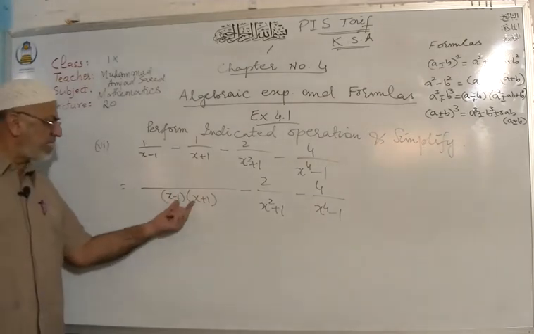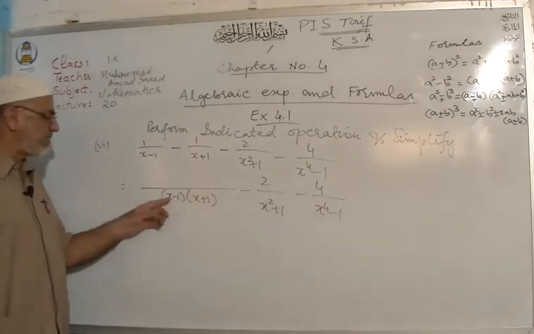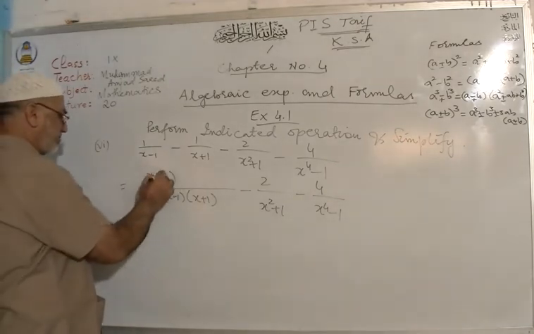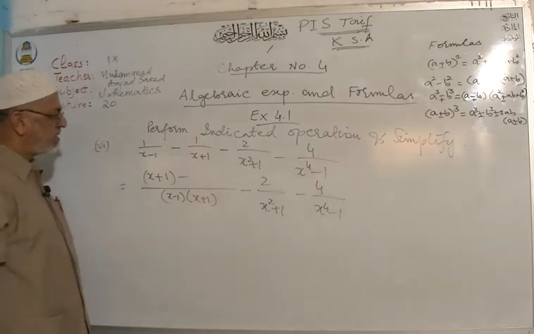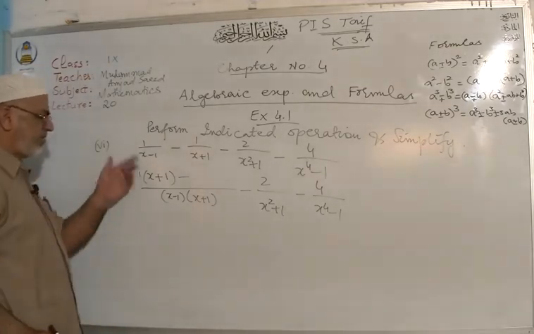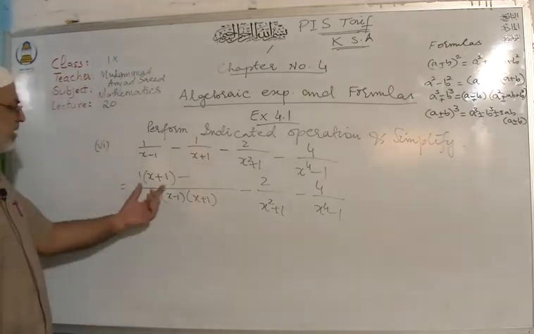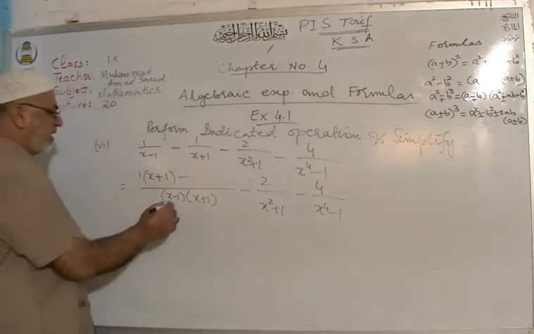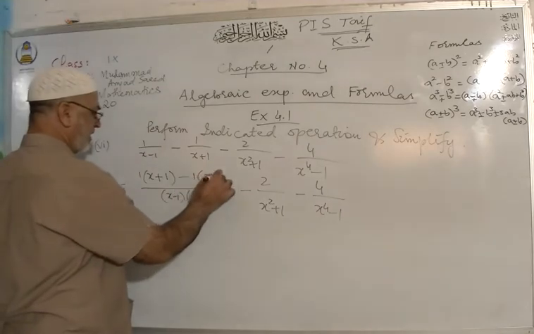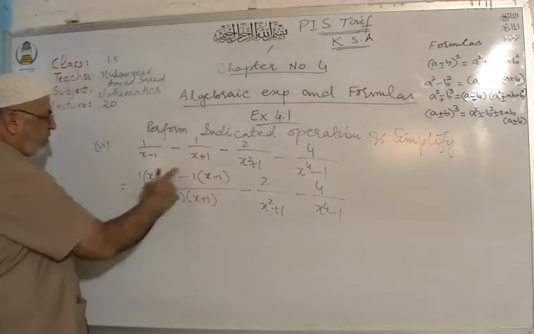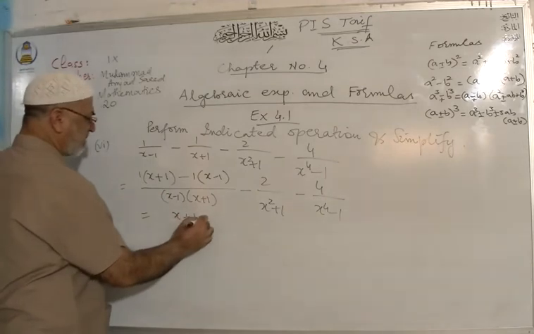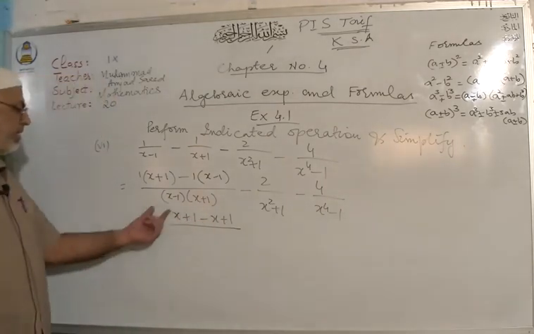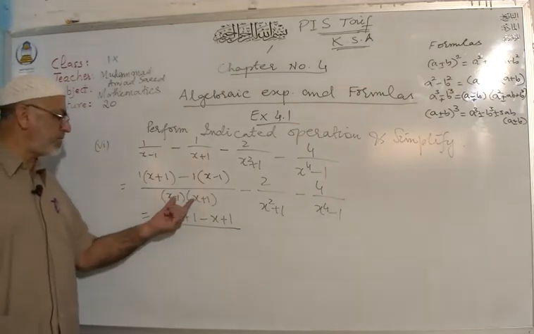Again, you divide this by this one, x minus 1, x minus 1 cancelled out, we are left with x plus 1. Similarly, this is one outside, no need. If you write down, no problem, that is not wrong. Again, this is divided by this x plus 1 cancelled out, and we are left with minus 1 into x minus 1. Here, open up the bracket, x plus 1 minus x plus 1, divided by, now you have x minus 1, x plus 1.